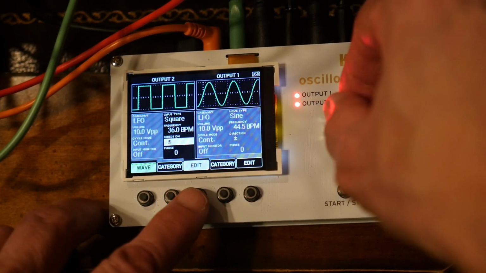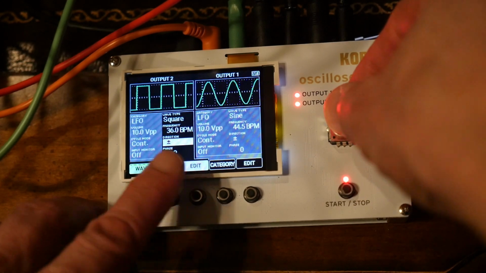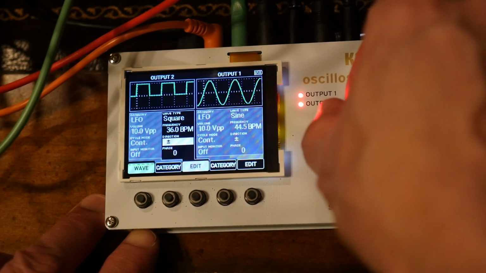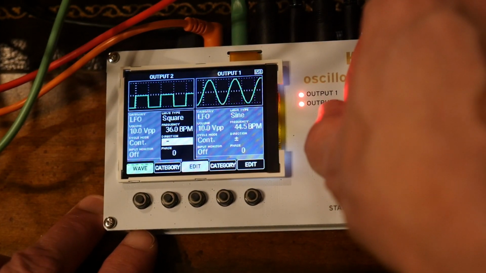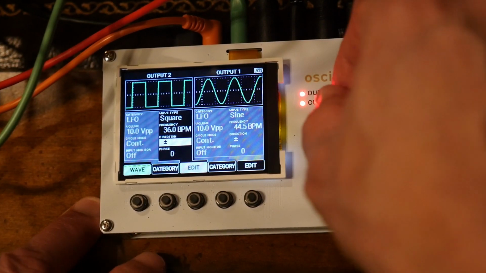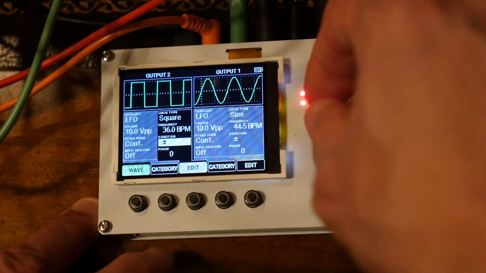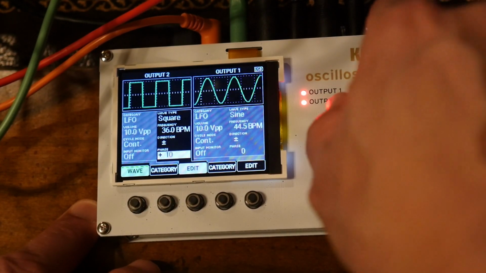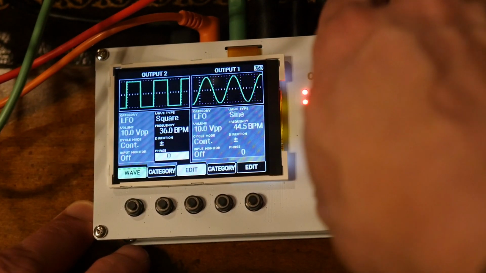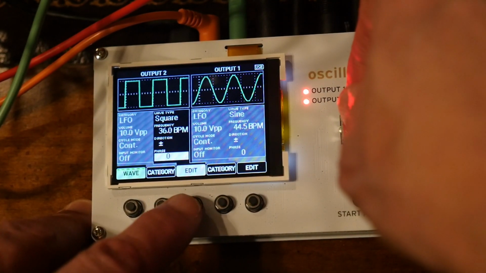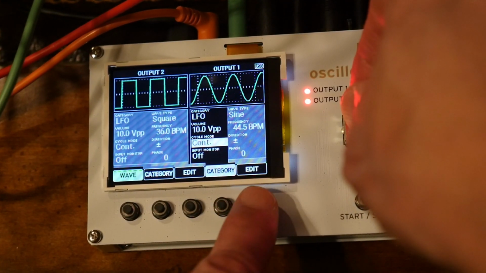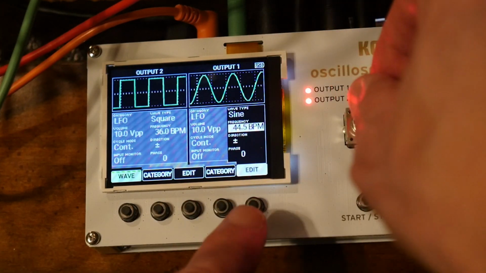I can also change the direction to say, is it going to be only positive voltages, positive and negative voltages, or only negative voltages? So that's positive only, that's positive and negative, and that's negative only. Again, quite useful, particularly for an LFO. And I can change the phase as well, shifting the wave as needed. And this is just duplicated for the right side, where I have category again, and I can edit the parameters.